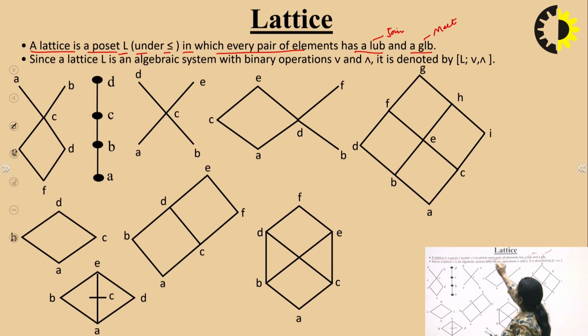If for every pair of elements in a poset with the relation less than or equal to, we are able to find the least upper bound, or we can say join, and the greatest lower bound, that is meet, then we will call it a lattice. Since lattice L is an algebraic system, we call it an algebraic system with two binary operations, that is join and meet, and it is denoted by this sign, L as a lattice or poset with two operations, join and meet.